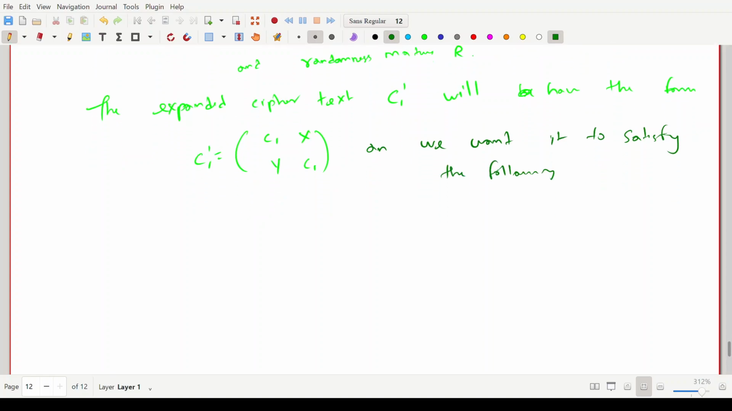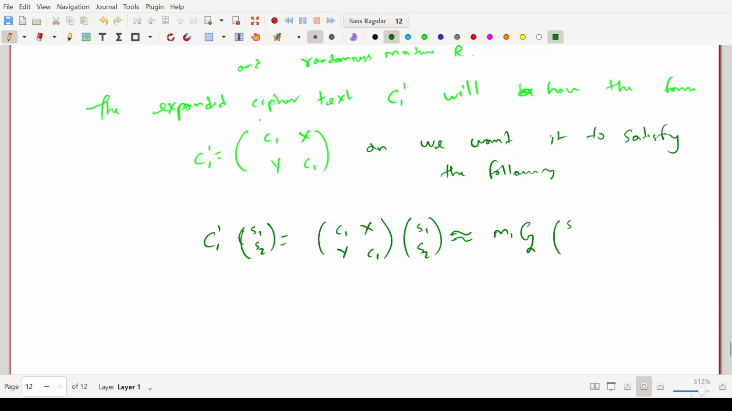Okay, what was the condition? That is C1 dash multiplied with your S1 S2, it should give rise to C1 x y, C1 multiplied with S1 S2, which should be equal to M1 into the gadget matrix multiplied with S1 S2.